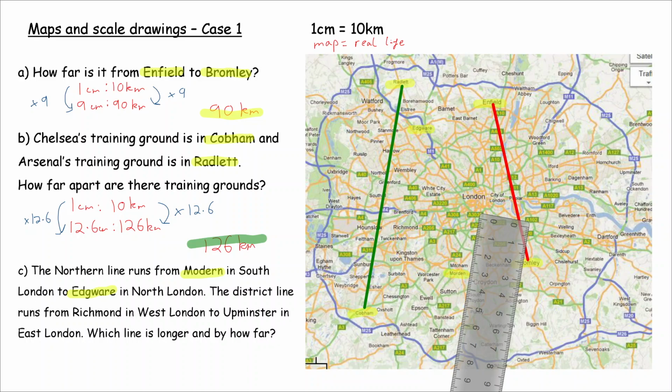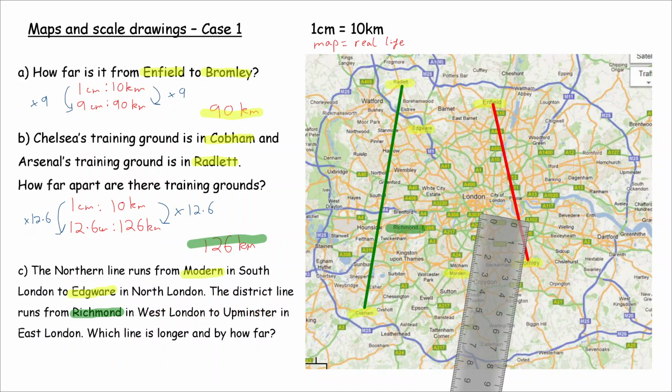And then the District Line, let's go and do this one in green. The District Line is from Richmond in West London. So West is going to be over here somewhere. Richmond, let's have a look. Where is Richmond? Richmond. Oh, I thought I saw it somewhere. Richmond, there we go. It's down here.